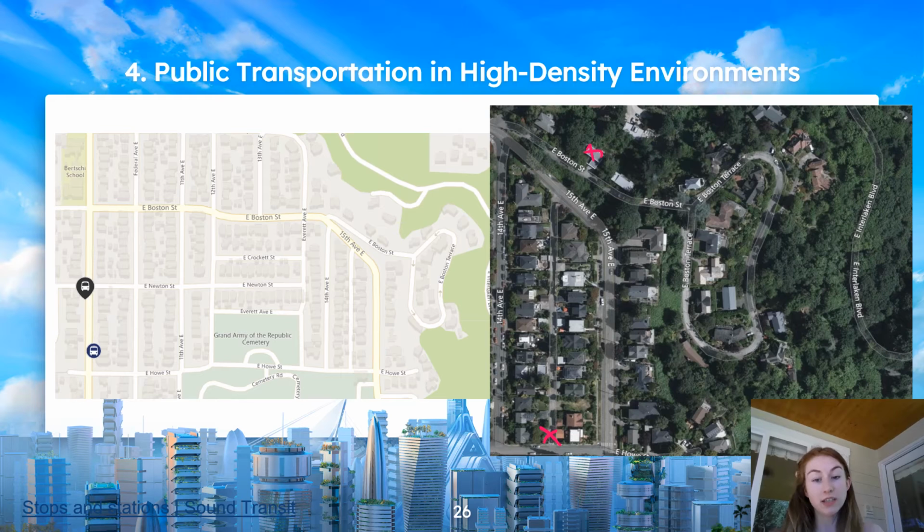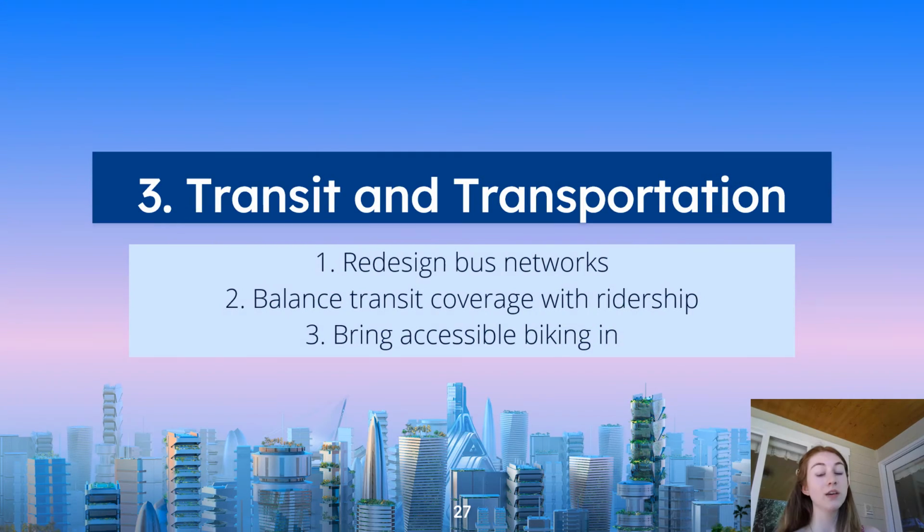But these will help the walkability of the area and enhance the ability people have to get places and walk to their transportation easily. So the topic of walkability and bus stops that we just reviewed weaves in perfectly with transit and transportation. So the things I need to do in my city is redesign bus networks, balance transit coverage with ridership, and bring accessible biking in. This is going to be really important to the integrity of the city, as this will really test if the walkability was successful and if the city really needs these implementations, which it's clear that it does.